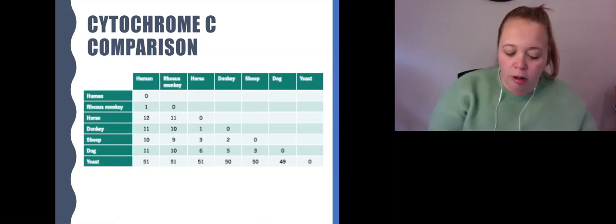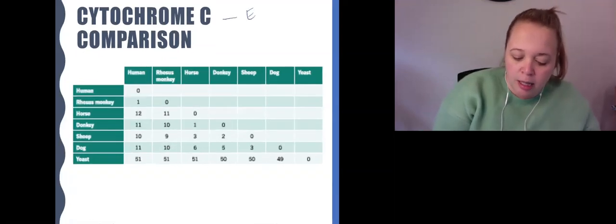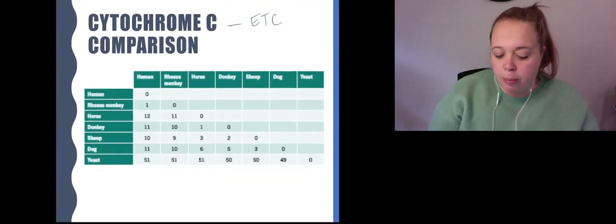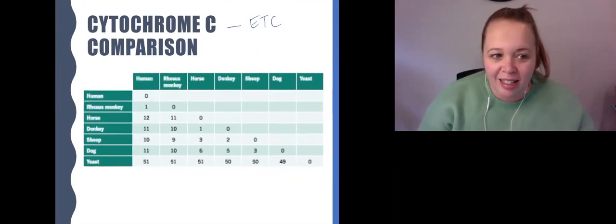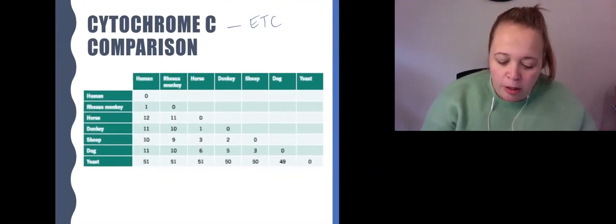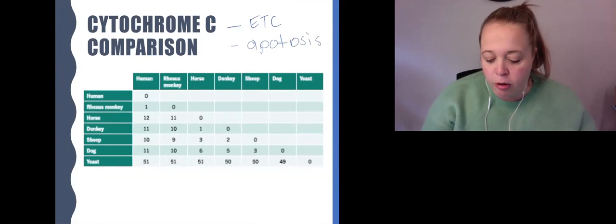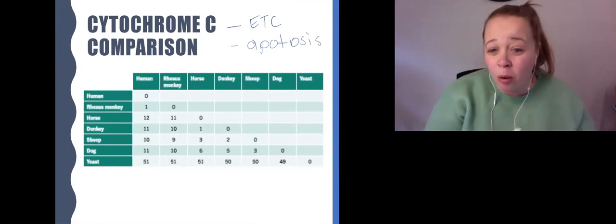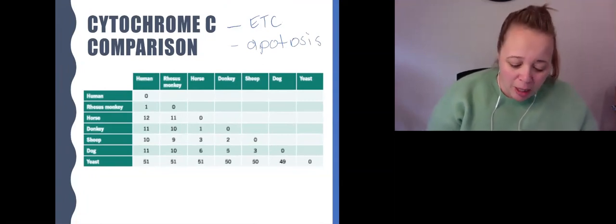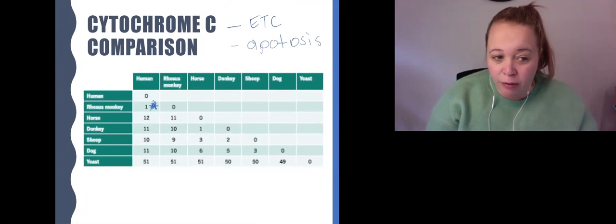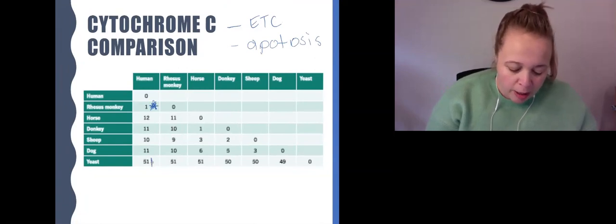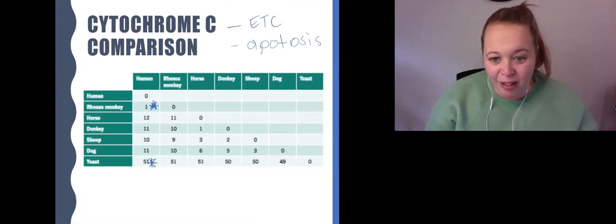So this is cytochrome C. Cytochrome C is a protein present in the electron transport chain. It's also very important for apoptosis. So we've talked about cytochrome C before. And so it's present in all of these organisms. So what that means is the human has 1 difference in amino acid or the rhesus monkey has 1 difference compared to the human, whereas the yeast has got 51 differences.